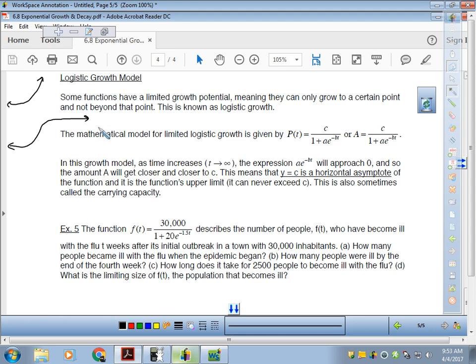So the model that we have for logistic growth is this: A equals C over 1 plus A e to the negative B t power. In this, the big A here is your amount after a time. C on top is the carrying capacity. It is the highest amount. It is what you flatline at up here. This A down here is just a constant of some kind. The B next to the t is a rate at which things are changing. And then t is time, of course.